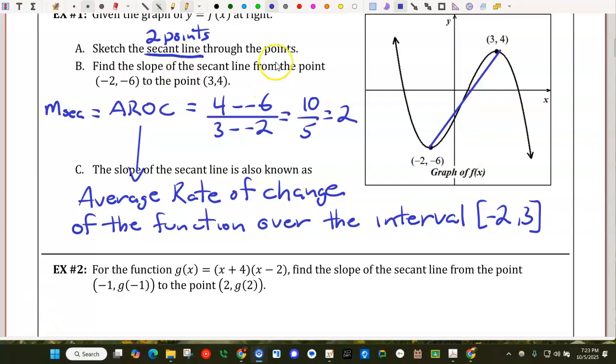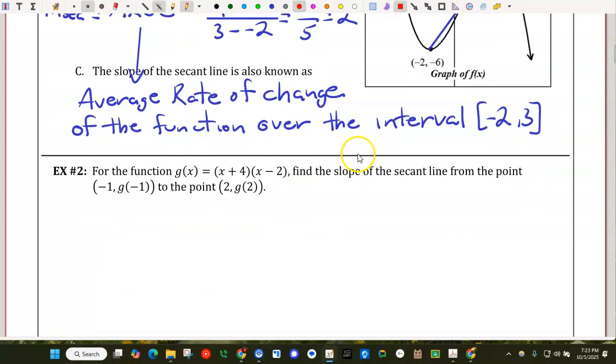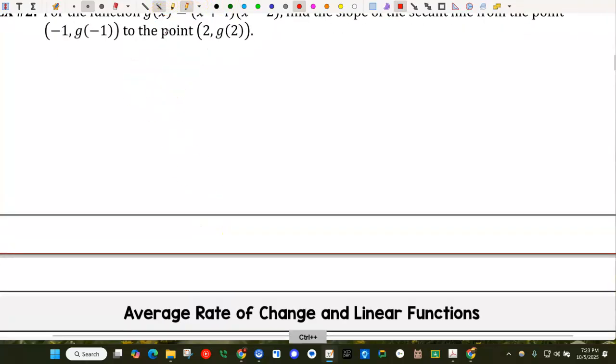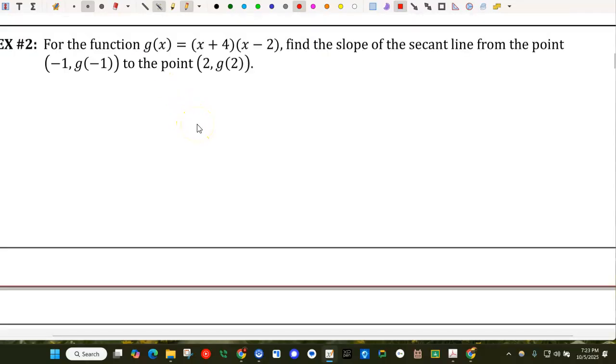So that's a review problem using a graph. And if we just have an equation, like on the next one, that's okay too. We don't actually have to have the graph to do these. Now let's just look at the function. They say g of x is x plus 4 times x minus 2. Now you want to know right off the top here that this is a quadratic. If we multiply this together, you have x squared plus 2x minus 8.